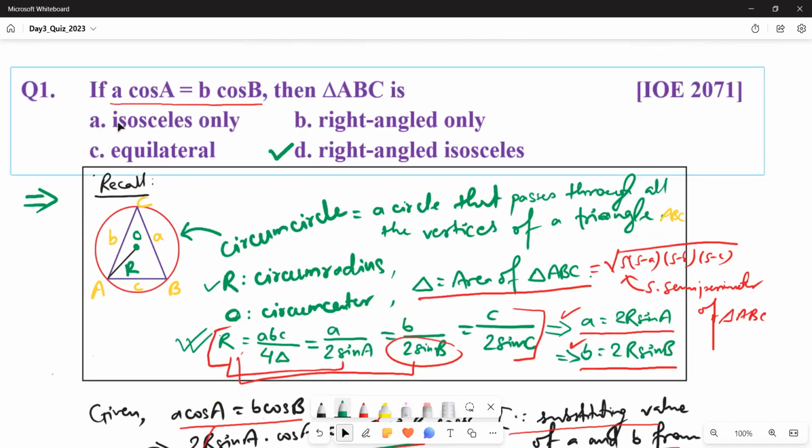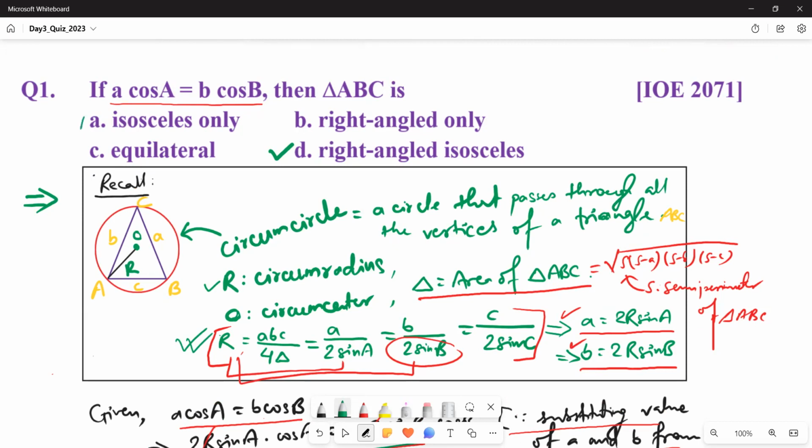Option A is isosceles only. But you saw from the solution that we are also getting the right angle case, so this option is rejected. Again, right angle only. But we also saw that we have the isosceles case, so this option is also rejected.